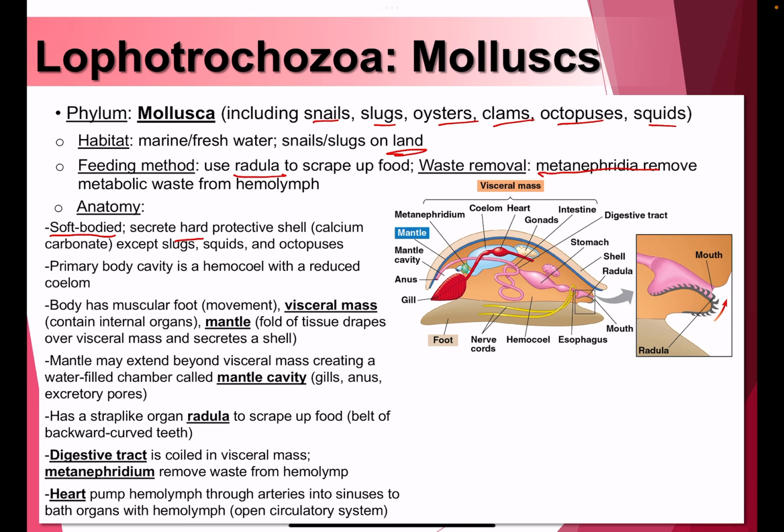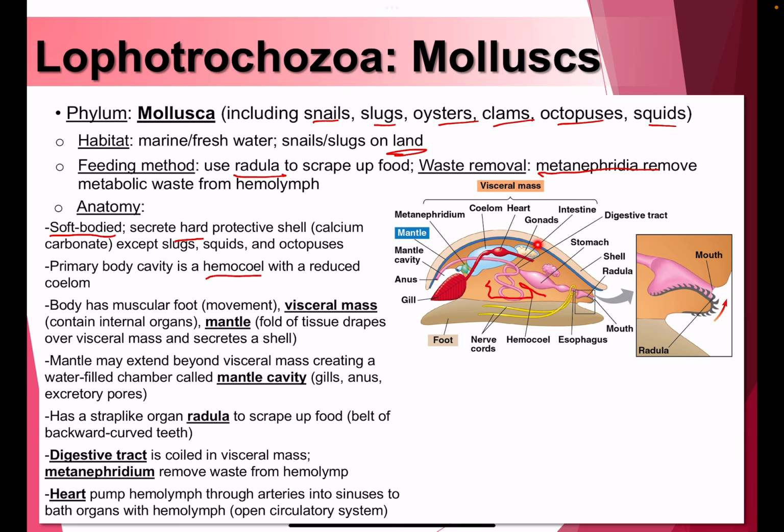Now, their primary body cavity is a hemocoel. Okay, and there's your hemocoel all here, all these tan area. This entire space is a hemocoel, and it has a coelom too, but a very reduced one right here. Okay, the blue is a coelom, and then the tan is the hemocoel. Now, body has a muscular foot at the bottom right here for movement purposes, and above the foot is what we call a visceral mass.